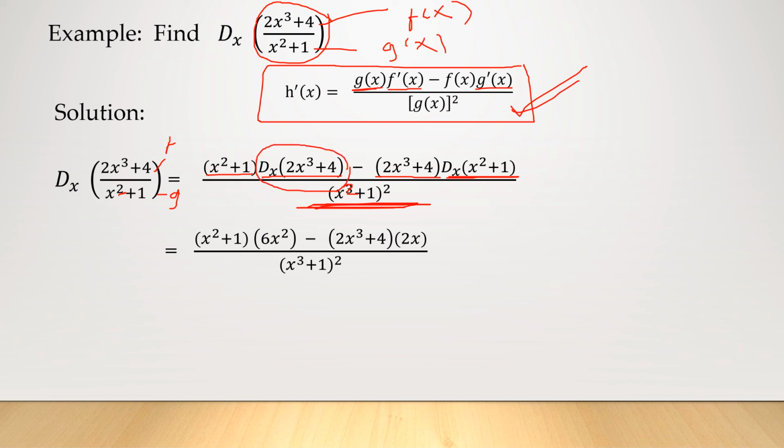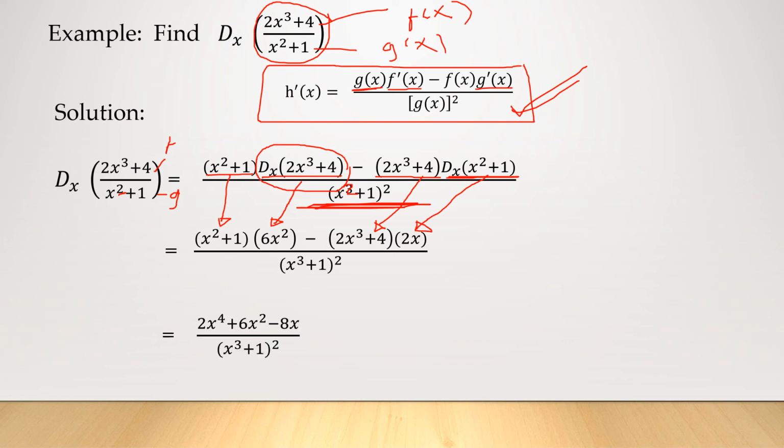Okay, so ito, kinuha natin yung derivative. Ito ang ating answer, 6x squared. Okay, yung x squared plus 1, remain lang. Okay, and then, dito naman, remain lang din ang ating f function. Tapos, kinuha natin yung derivative ng g function. Yeah, 2x. Okay, and then, i-evaluate natin.